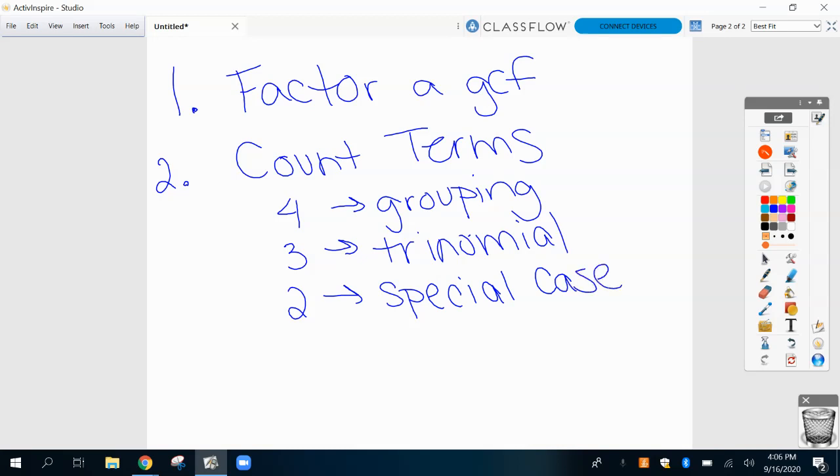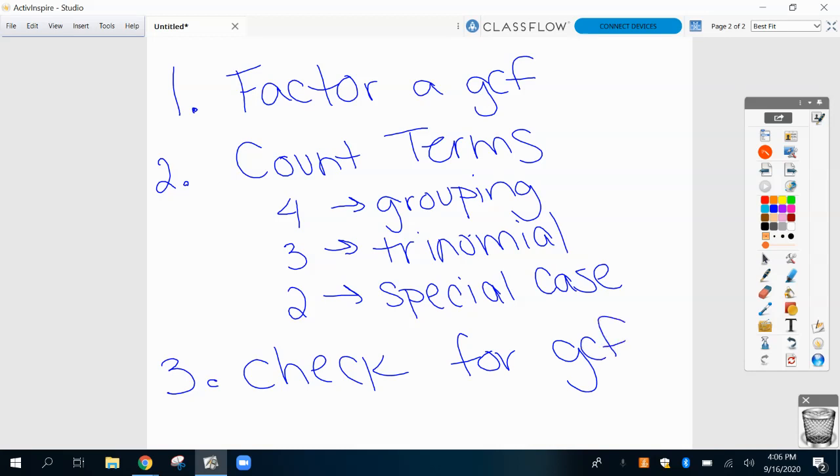Now, just to make sure that we actually get it factored completely and that we didn't miss anything, our last step is going to be to check for any other GCF in any place. We want to make sure we didn't miss a GCF anywhere. So instead of just factoring once and being done, we might need to factor twice before we're done.